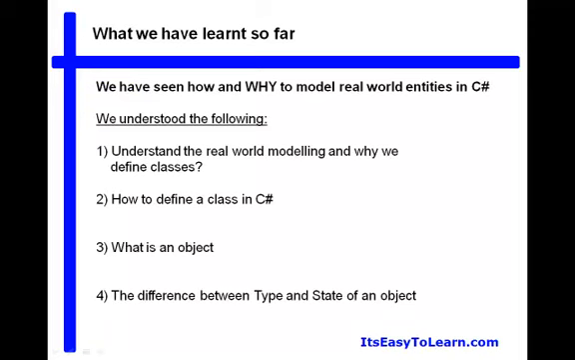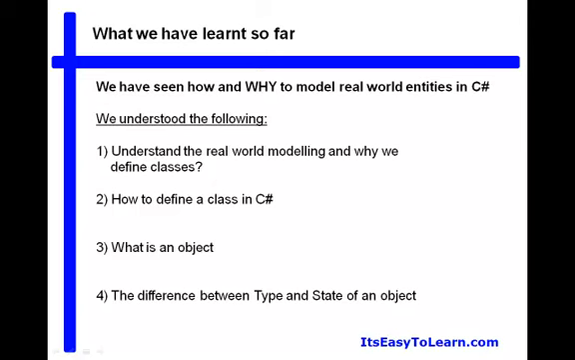So what have we learned so far? We have seen how and why we need to model real world entities. To solve problems you need to model the entities in your program, and how we do it is that each entity corresponds to a class, and an entity has attributes and behavior, and your class has properties and methods. We understand why we need real world modeling and why we define classes. We saw how to define a class in C#.